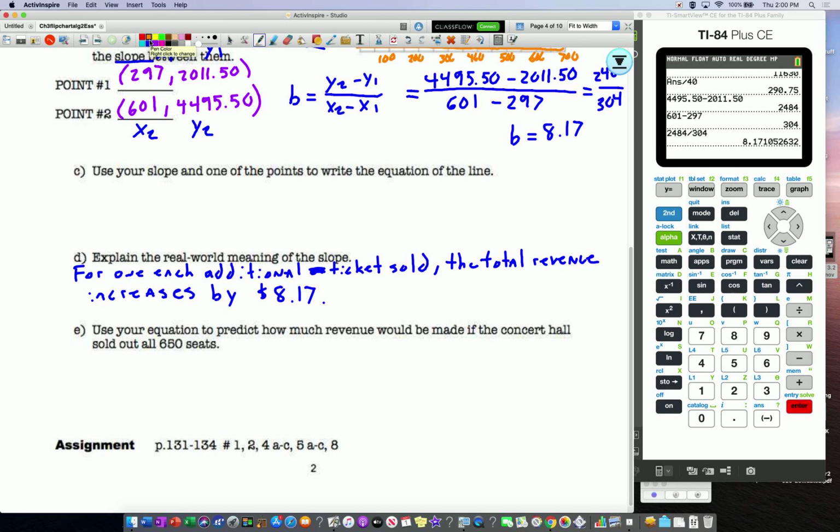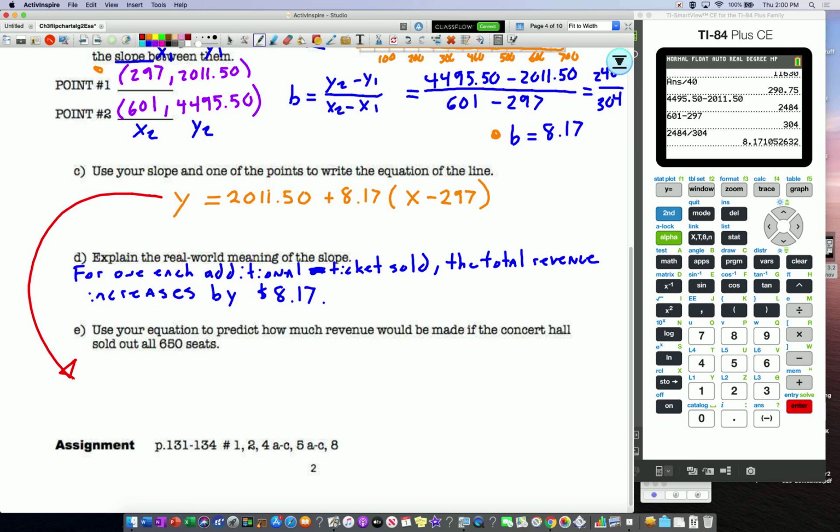All right, so I'm going to jump back to C here. It says use your slope and one of the points to write the equation. So I have my slope, and I always like to use the first point. So I'm going to use that point slope form. Y equals the Y1 value, so 2011.50, plus the slope, 8.17, times X minus the X coordinate, or X1, 297.